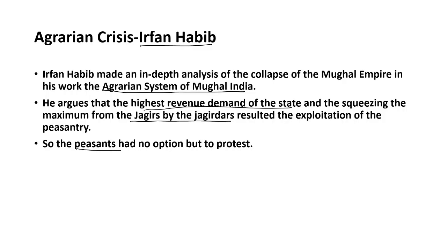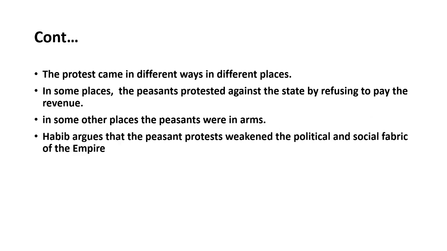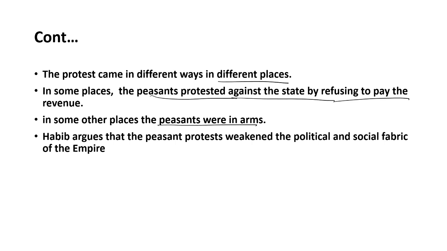resulted in peasants' protest in different parts of the country. The peasants had no option other than to protest against the high revenue demand of the state as well as the exploitation by the Jagirdars on the slightest pretext. The protest of the peasants came in different ways in different places. It was not uniform throughout the country. It differed from place to place. In some places, the peasants protested against the state by refusing to pay the revenue demand of the state. In some places, the peasants declined to pay land tax, while in other places, the peasants were up in arms. Irfan Habib argues that the peasants' protest weakened the political and social fabric of the empire.